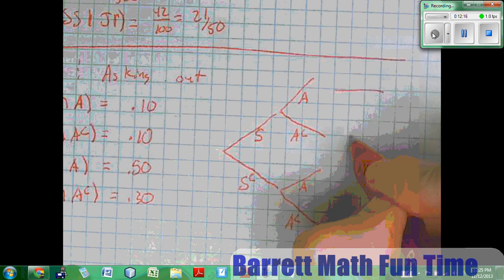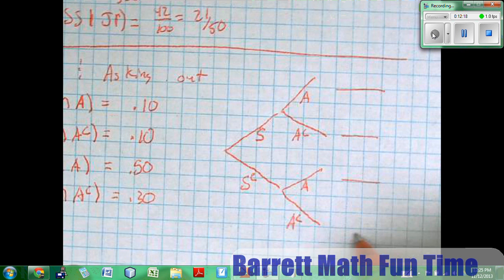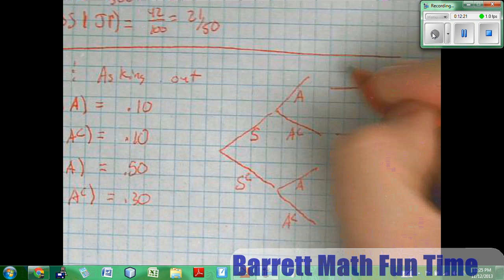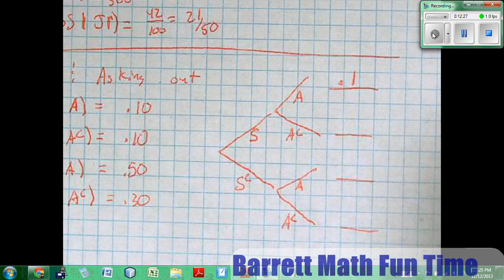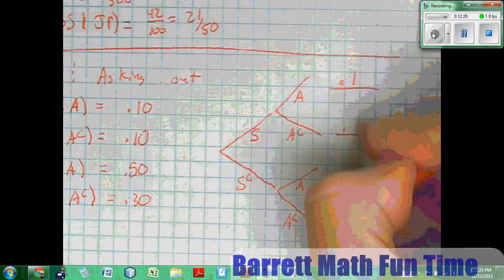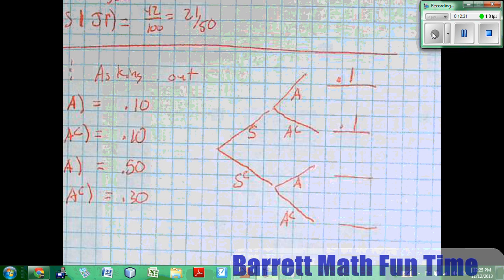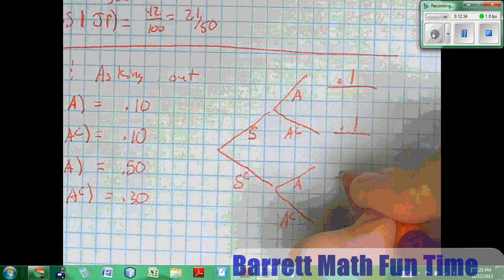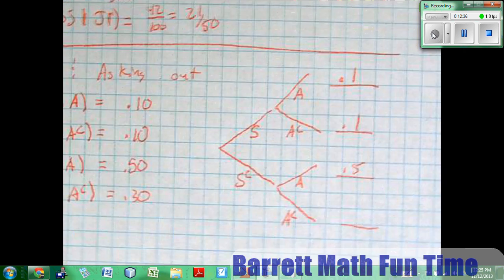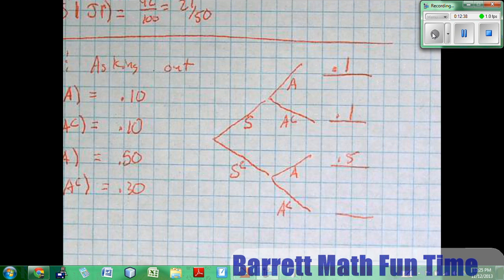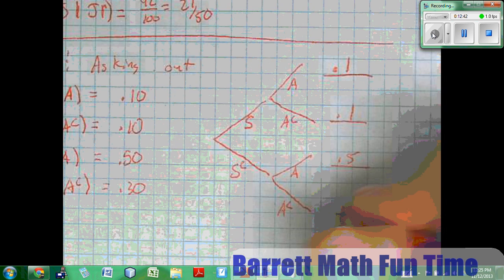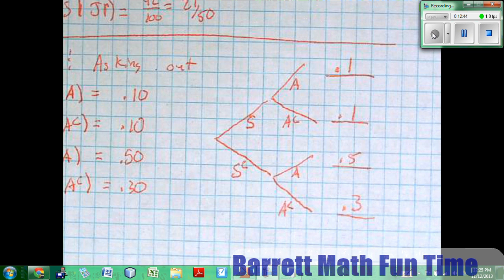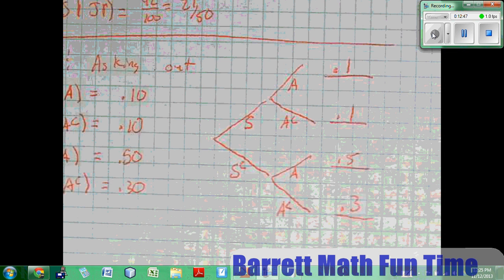Here are my ending probabilities. So sneezing and got a yes. That's 0.1. Sneezing and got a no. It's 0.1. Didn't sneeze, got a yes. 0.5. Didn't sneeze, got a no. 0.3. Everybody with me so far?